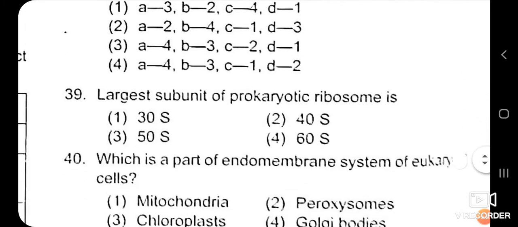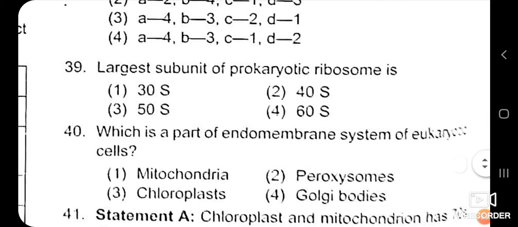Okay. Now next one. Largest subunit of prokaryotic ribosome is. Ribosomes are two types, 70S type and the 80S type. 70S type of ribosomes are present in prokaryotic cell as well as in the chloroplast and the mitochondria, while the eukaryotic cell has the ribosomes which is of the 80S type.